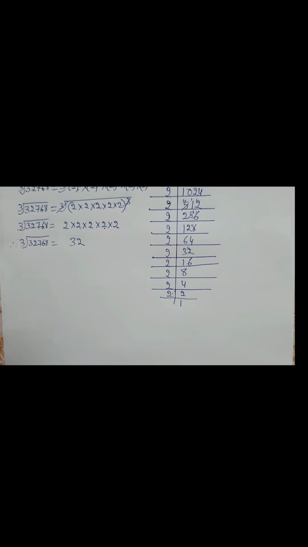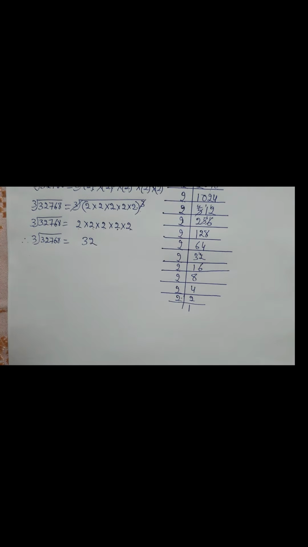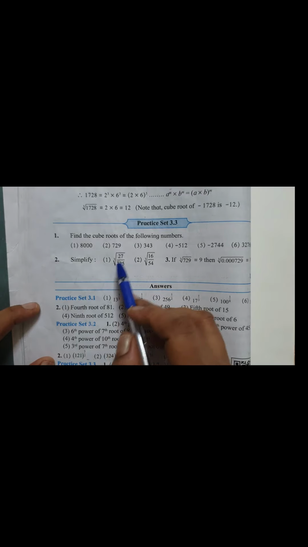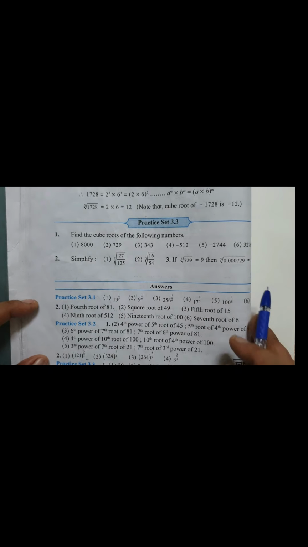Now the next sum is, children, simplify. First sum is cube root of 27 upon 125.